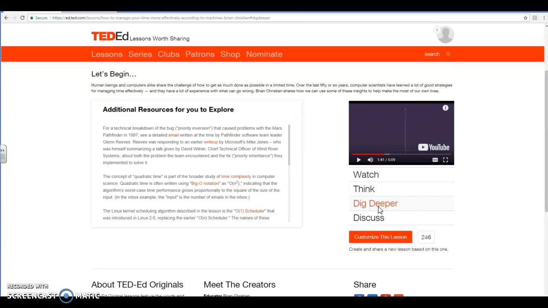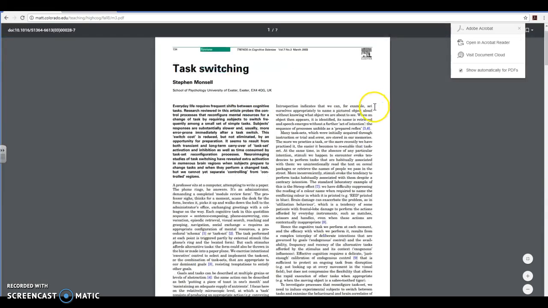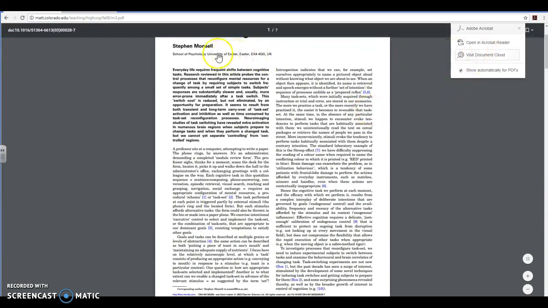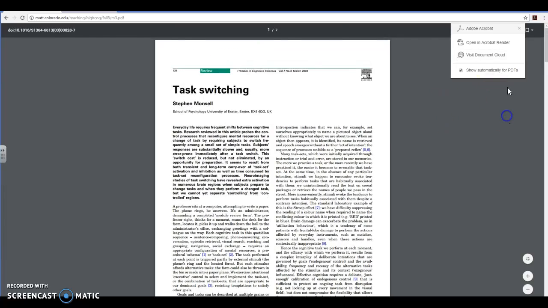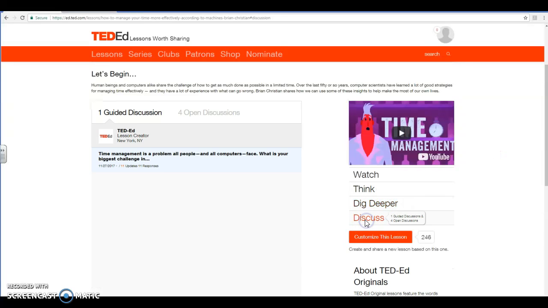Then you would have your dig deeper, and in this you would have clickables. See, all the clickables. Whenever you have your clickables, they have the students go in there and find out what they mean by using these different tasks. So here you can read about what task switching actually is and why it's so important. Let's get out of here. Click the back button.